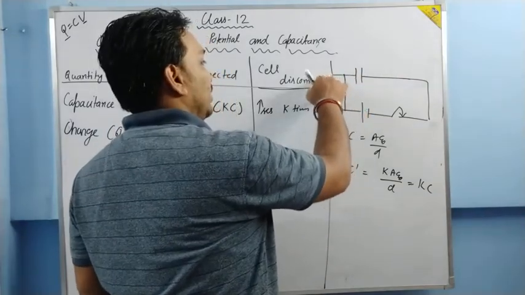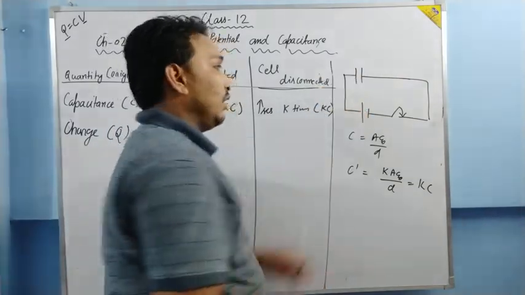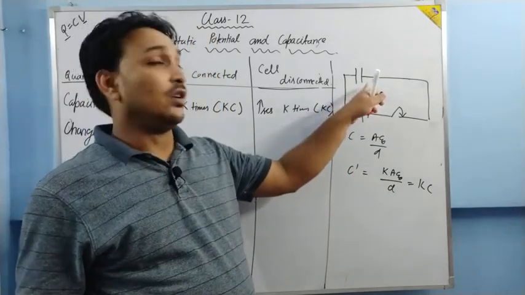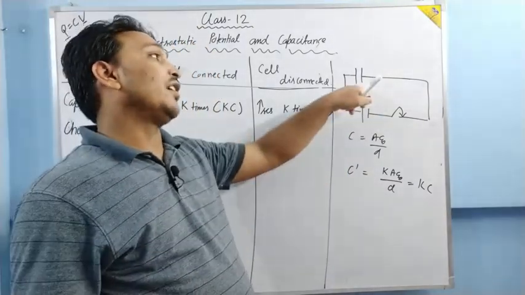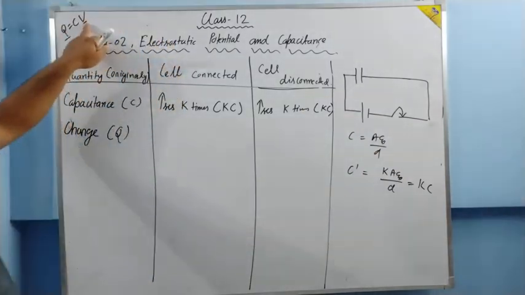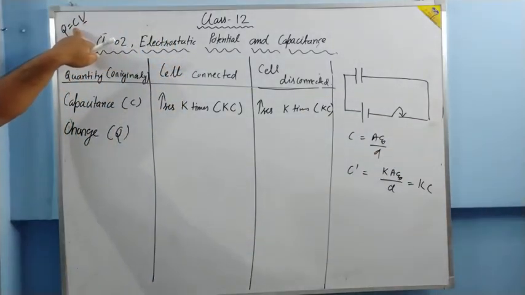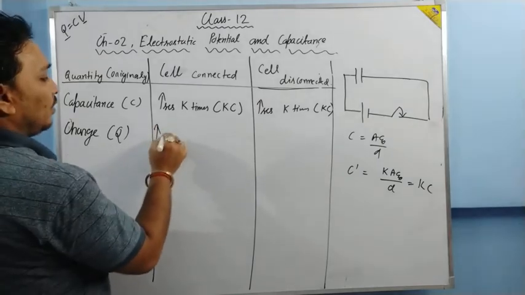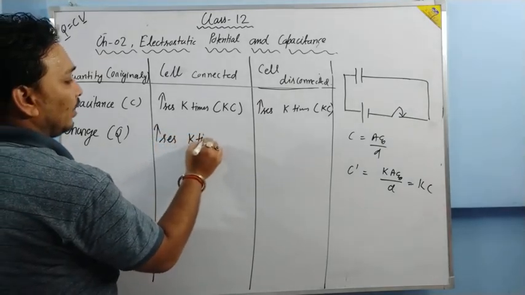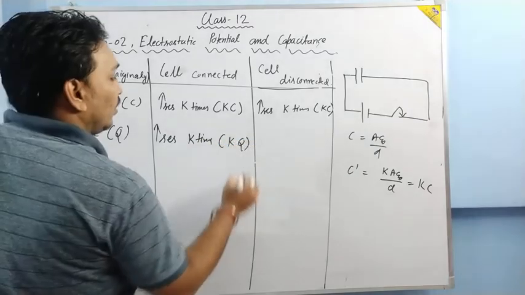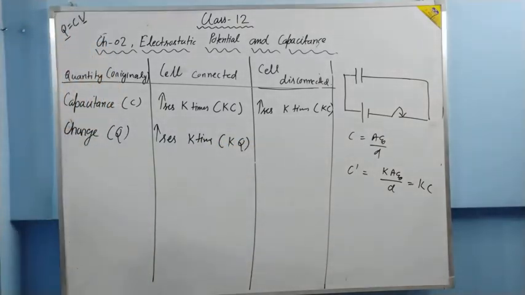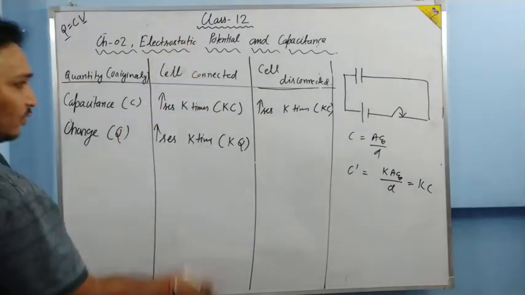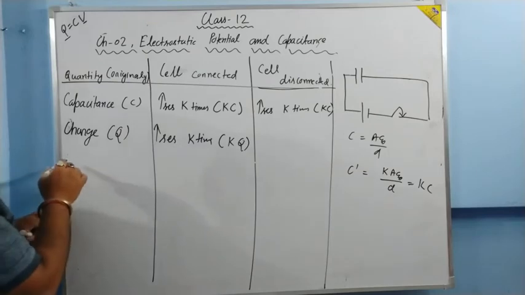The circuit will be like this, so that you can understand. The cell will supply charge to the capacitor. V remains constant when the cell remains connected, but the charge changes. V remains constant, capacitance increases K times. Then what happens? Charge increases K times. The new charge will be KQ. Is it clear? Let us discuss first of all cell connected, then I will discuss cell disconnected.